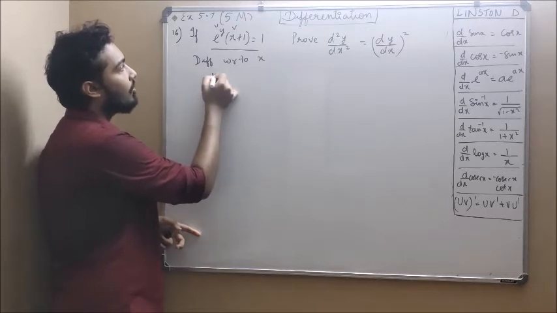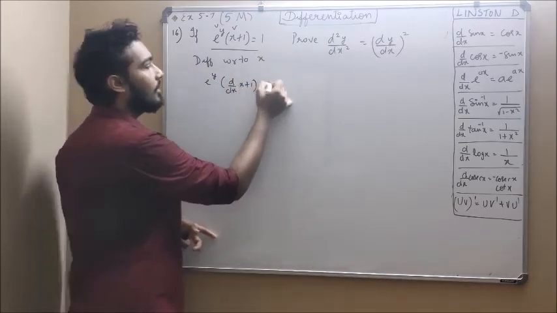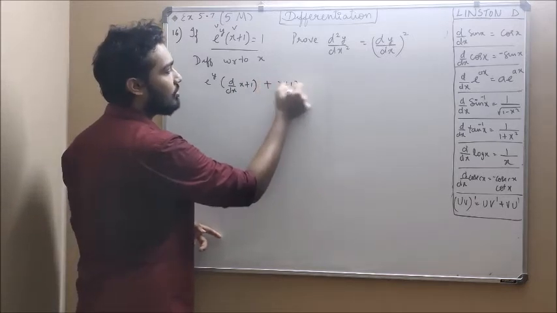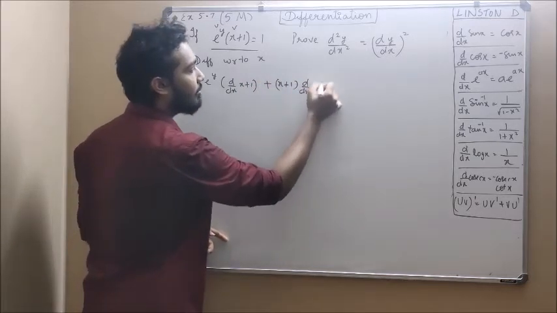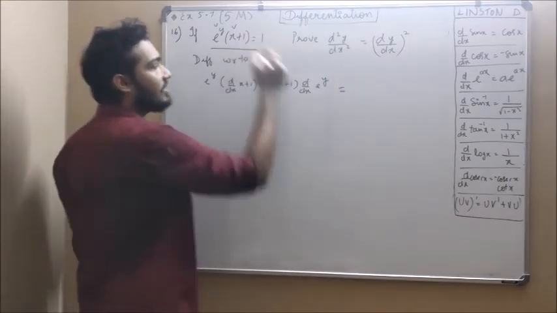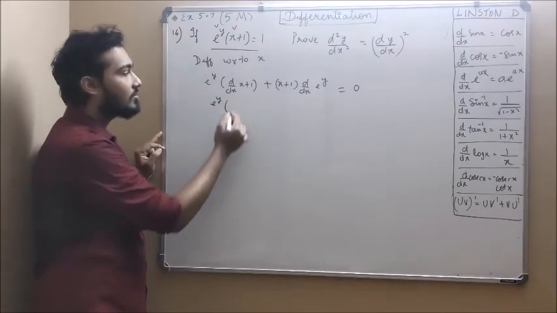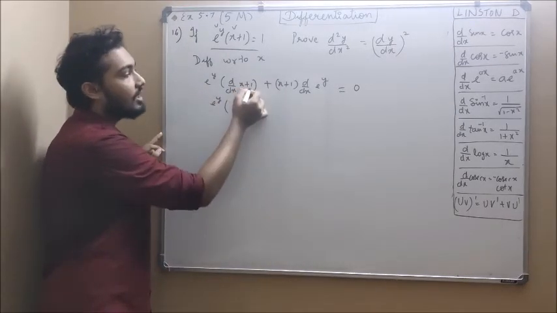So it is e power y into d by dx of x plus 1, plus x plus 1 into d by dx of e power y, which is equal to the differentiation of the right side. The derivative of 1 is 0. So solve this e power y. The derivative of x power 1, the derivative of x is 1. The derivative of 1 is 0.